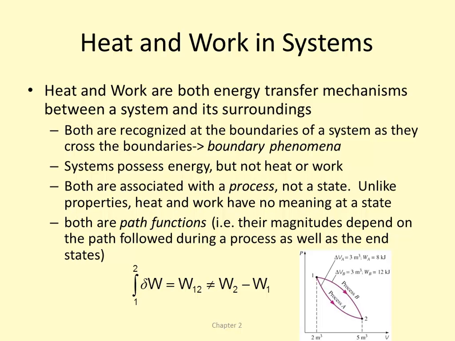So the heat and work, they're similar in many ways in that they're both recognized at the boundary, and they're different in other ways too, as we find out in the second law, that heat and work are not interchangeable. Systems have energy, but they don't have heat and work. Heat and work are only recognized as it's transferred across the boundary or as work is done on the system or to the system. And then they're both associated with these processes.